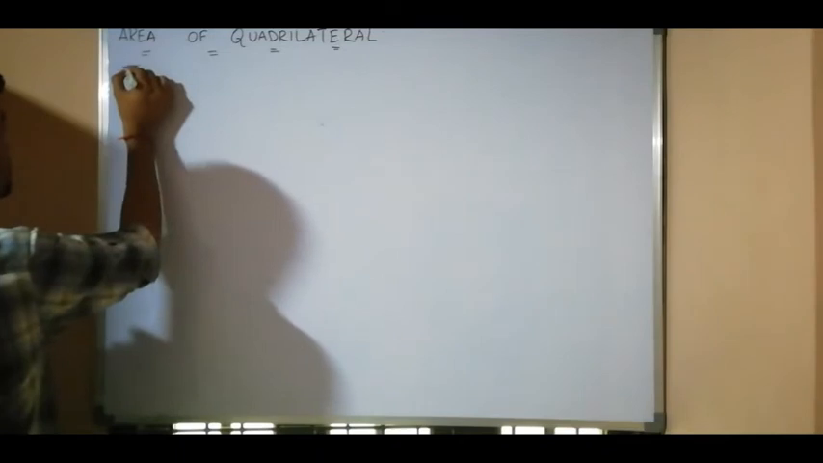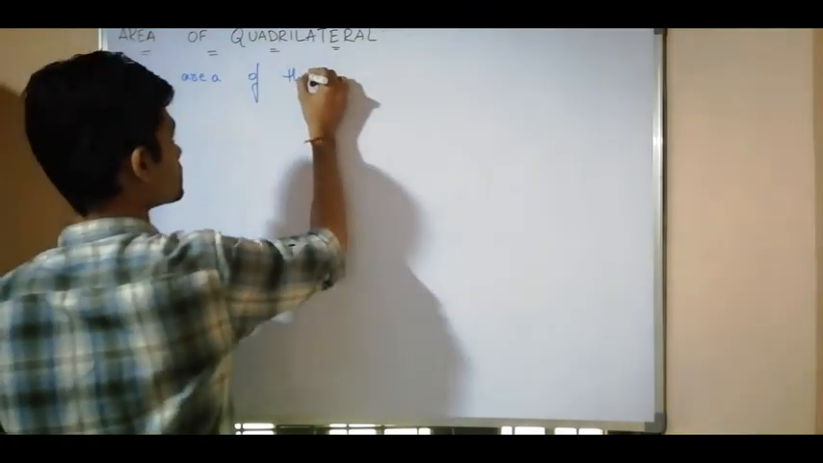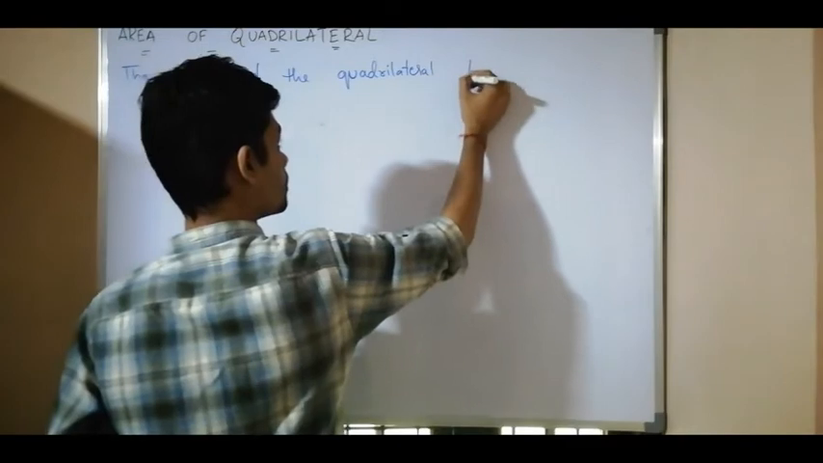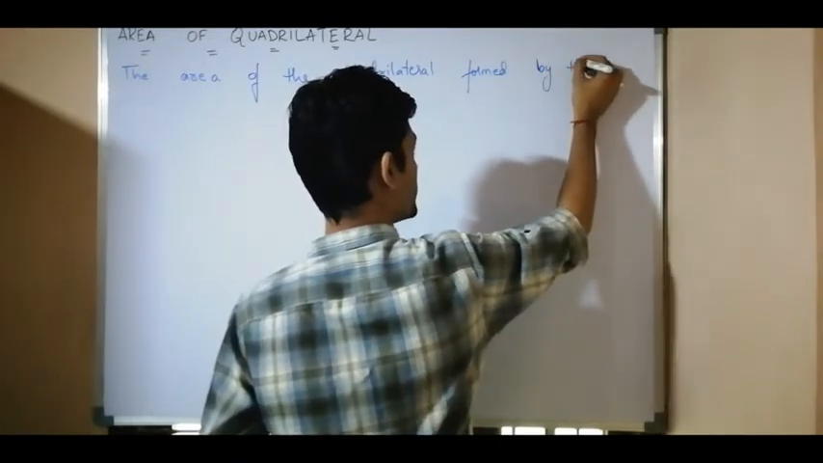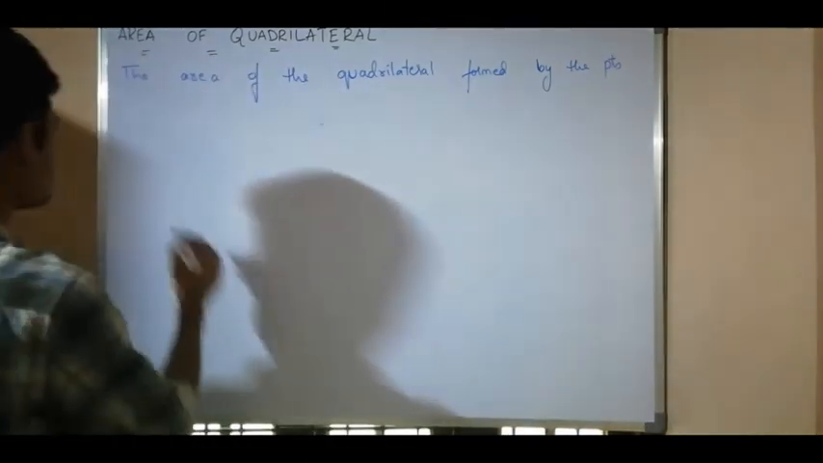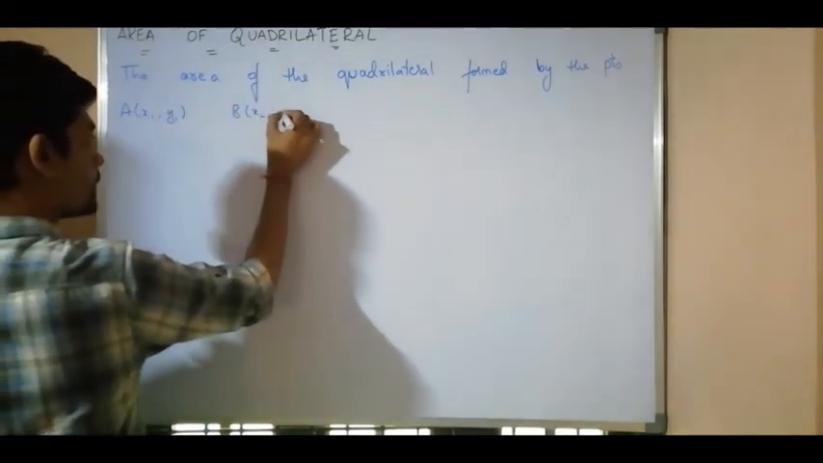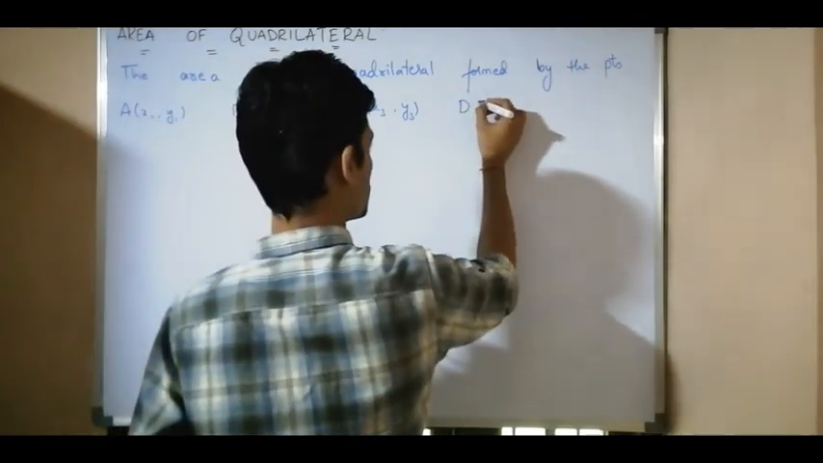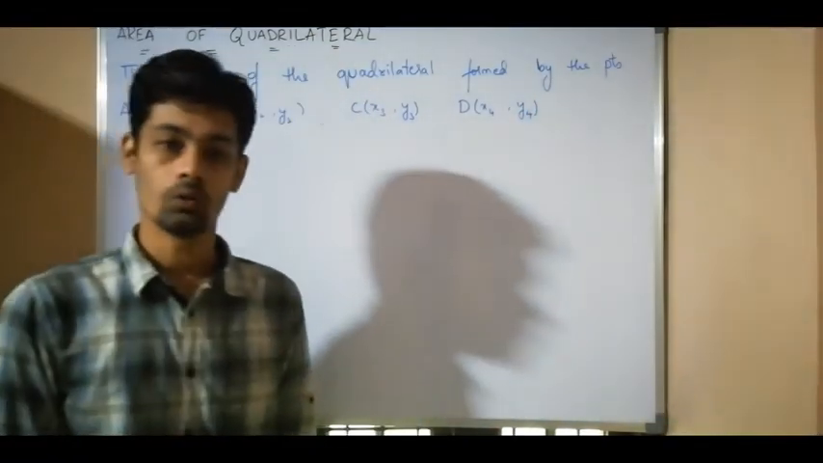The area of the quadrilateral formed by the points A of x1 comma y1, B of x2 comma y2, C of x3 comma y3, D of x4 comma y4.